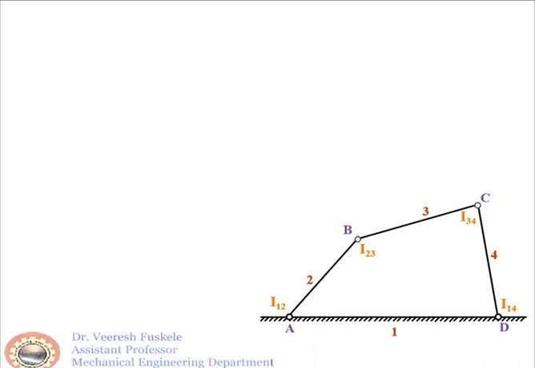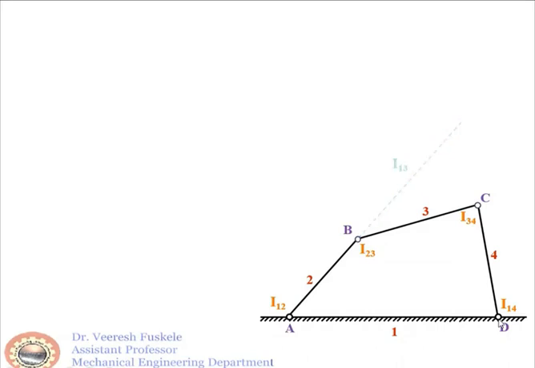Applying Kennedy's theorem to 3 links 1, 2, and 3, which are in relative motion with respect to each other, the 3 relative ICs, that is I12, I23, and I13, shall be collinear. Out of the 3, we have already determined I12 and I23. So I13 should be on the line joining I12 and I23, that is the line joining A and B. This line extended should contain the IC I13 anywhere on this line.